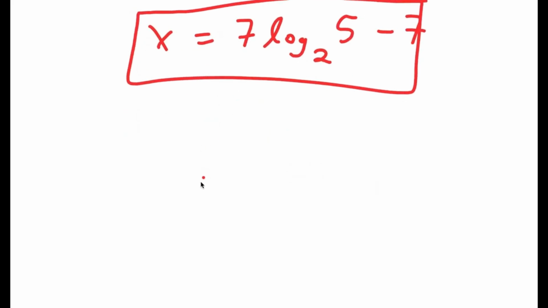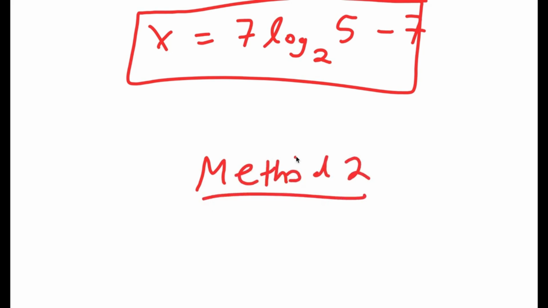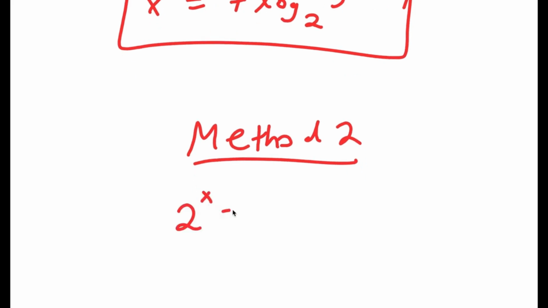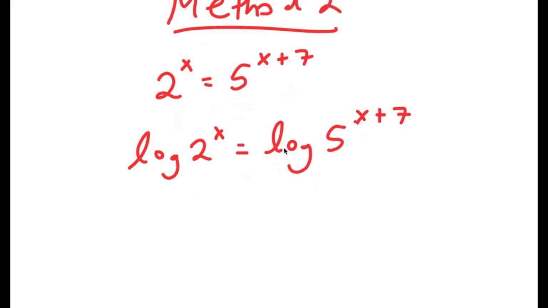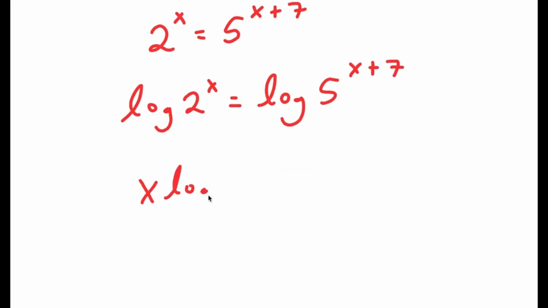Now for method 2, what I can do is, my equation was 2 to the power of x is equal to 5 to the power of x plus 7. And now I'm going to just start by taking the log on both sides. So I get log 2 to the power of x is equal to log 5 to the power of x plus 7. And now using that property, I get x times log 2 is equal to x plus 7 times log 5.